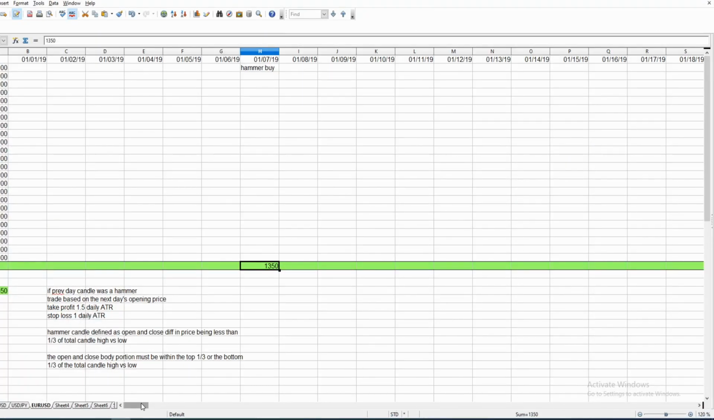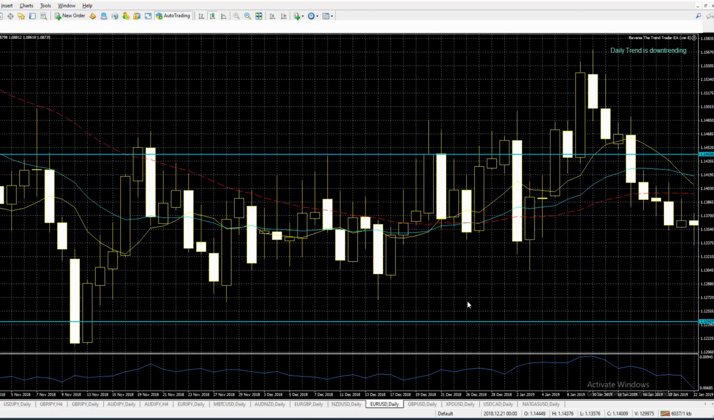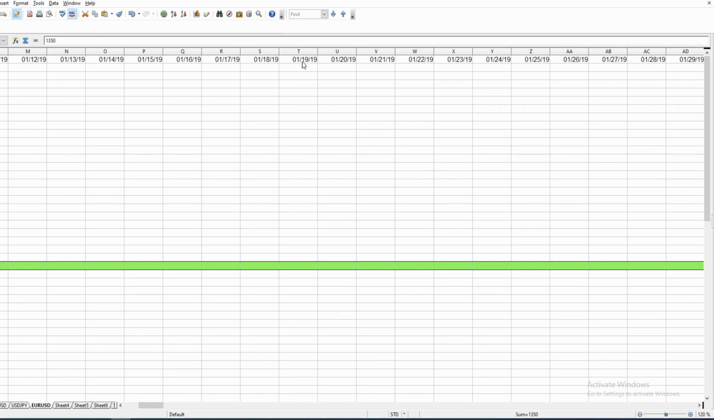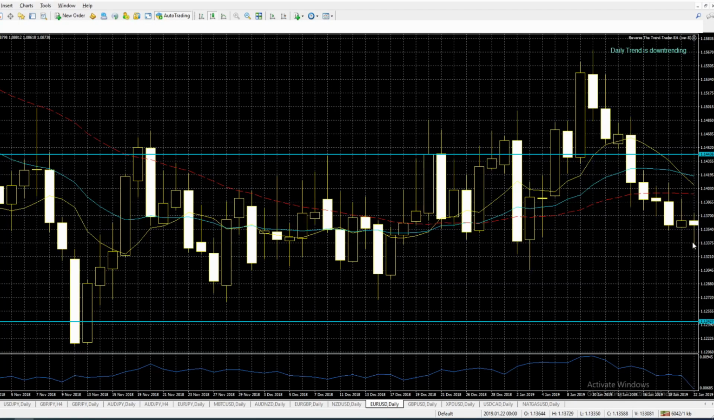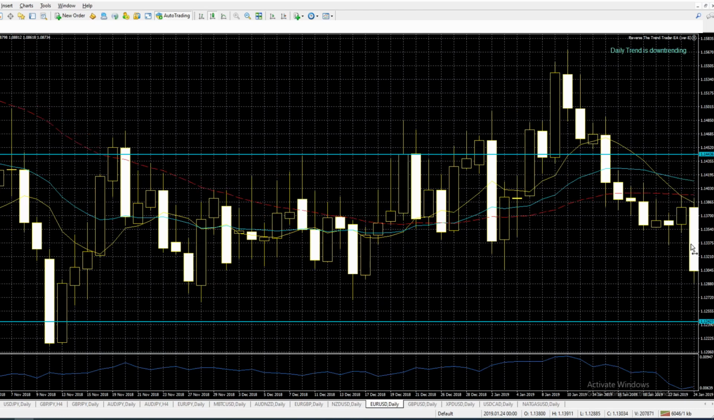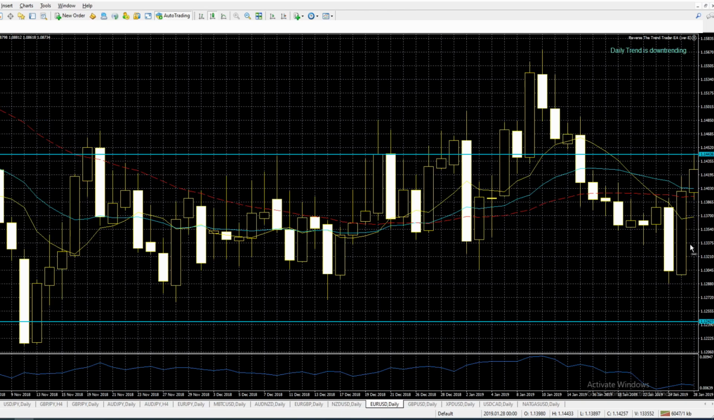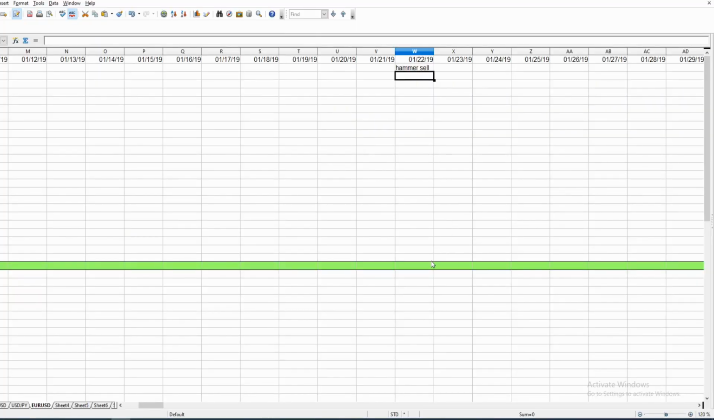So let's go to our chart on the 22nd of January 2019. I have a hammer sell trade, and we'll come back to this later. Based on this hammer sell trade, based on this candle on the 21st of January, whether we will get stopped out or whether we'll win, I think it touches our stop loss, so we got stopped out. So what's our loss? Our loss is 800. Let's take it as 800 pips. So I lost 800 pips here.